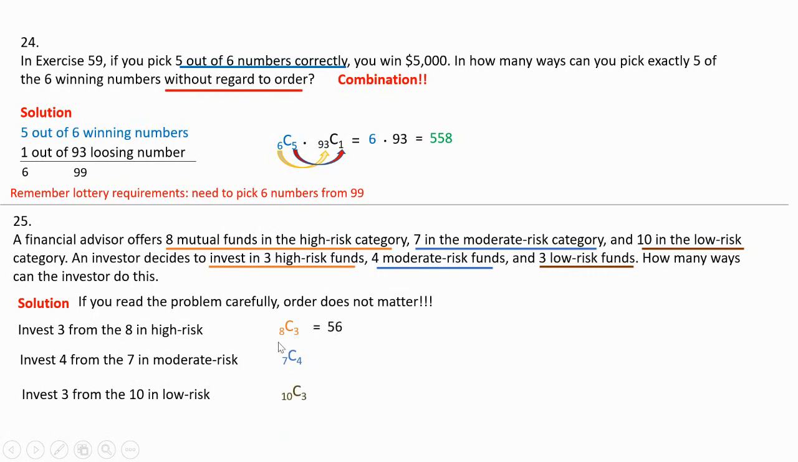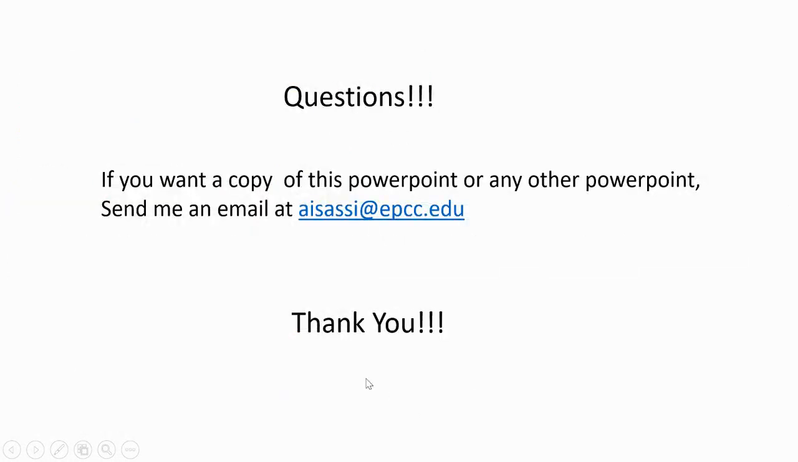So if we do 8 combination 3, it's going to give us 56. 7 combination 4 will give us 35. And 10 combination 3 will give us 120. We need to multiply them all out, and that's my result, 235,200. So that's how many ways it can be, guys.